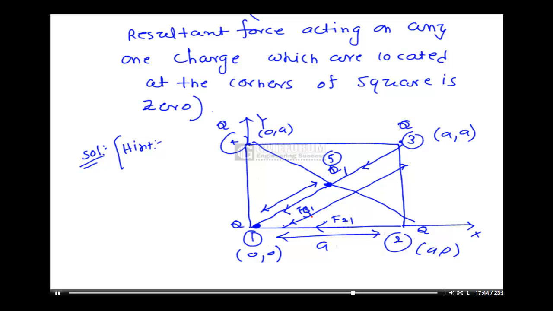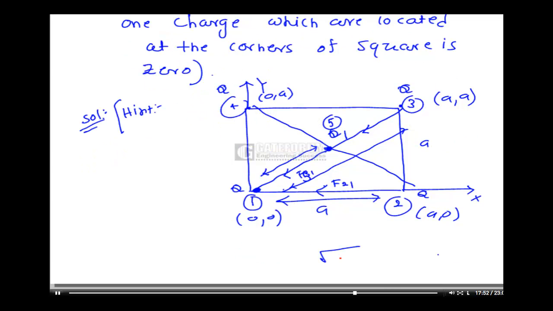Because this is a square, this side is A, this is also A. So the diagonal is square root of A square plus A square, which is 2A square, so root 2 A. This is root 2 A distance. This is half of that, half of root 2 A, that is root 2 A by 2. Similarly, the force on Q due to the fourth one is F41.